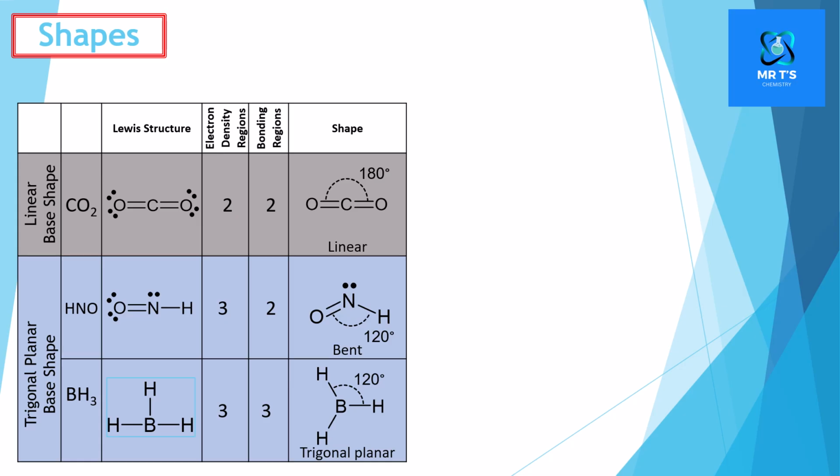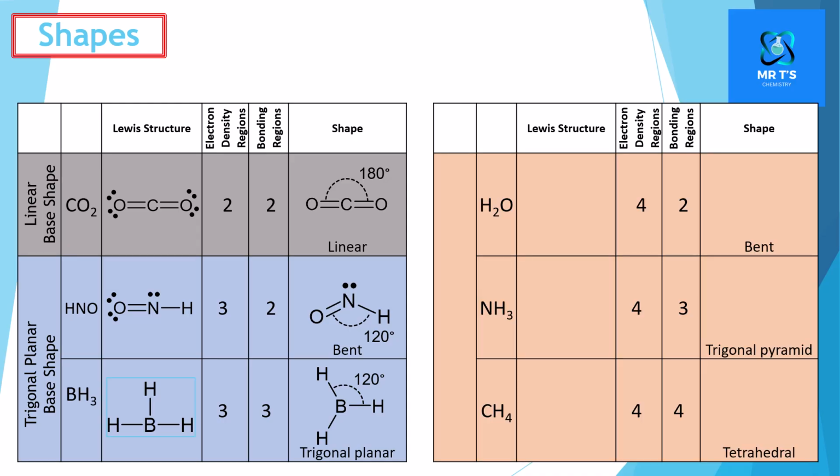Okay, so these are three different shapes. The first one is based on a linear shape, and the next two are based on a trigonal planar base shape. The next three shapes are going to be based on what's called a tetrahedral base shape. Now the first two are a bit easier to remember because their shape is two-dimensional, but a tetrahedral shape is a three-dimensional structure, so we can't represent it as tidily on a sheet of paper.